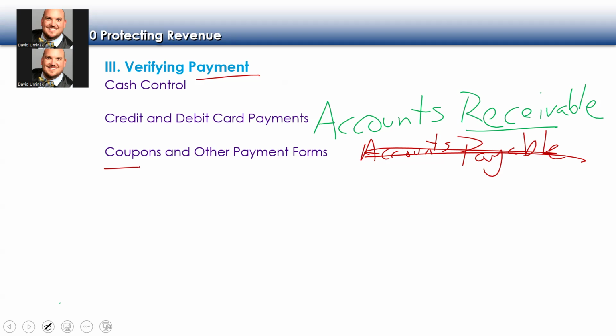So just like when a server turns in cash and all the credit card receipts, the servers also have to include any kind of coupons or any other forms of payment, checks and things like that, in order to balance out and reconcile their shift report. Okay, so that's one way that we're going to be looking at verifying the payment. Any questions about verifying payment?